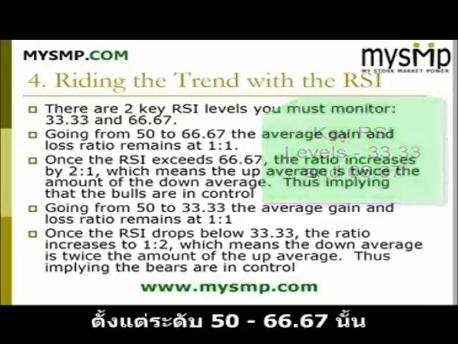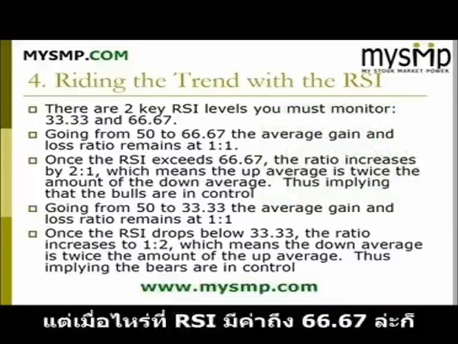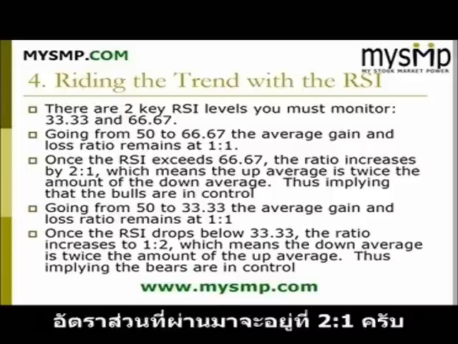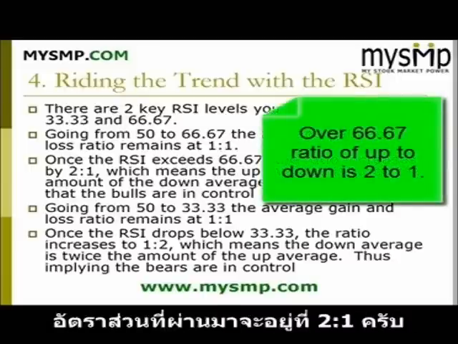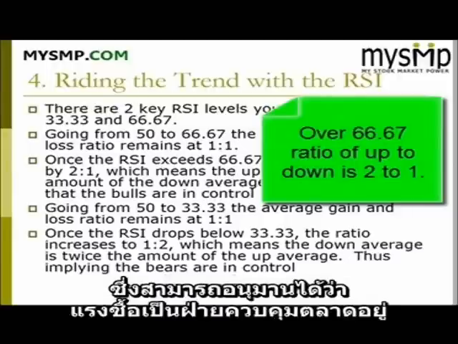Going from 50 to 66.67, the average gain and loss ratio remains at 1 to 1. Once the RSI exceeds 66.67, the ratio increases to 2 to 1, which means the up average is twice the amount of the down average, thus implying that the bulls are in control.